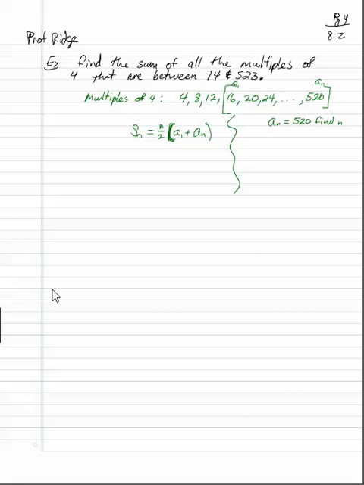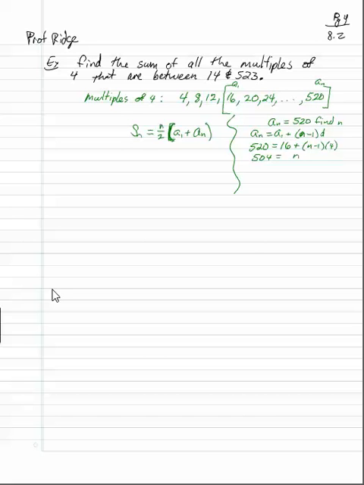So let's see, we do the same trick. We use the other formula. A sub n is a sub 1 plus n minus 1 times d. So we have 520 equals a sub 1, which is 16, plus n minus 1 times d, which is 4, because we're adding 4, that's multiples of 4. So let's see, we solve this, that's 504.